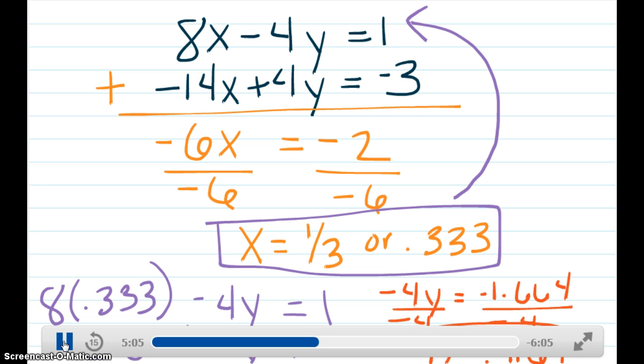So my answer is going to be 0.333 and then 0.416. So you do it the same way. So now you just have to rely on your calculator more than you would just doing all the math in your head, but it's the same process.